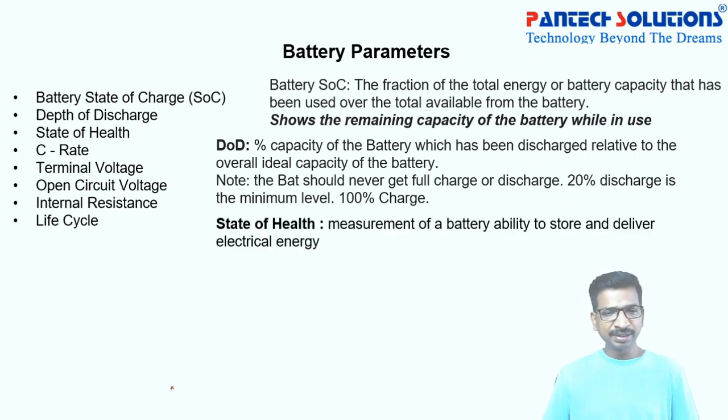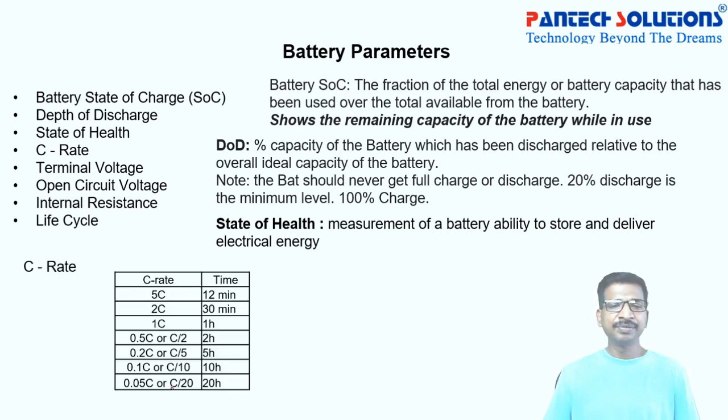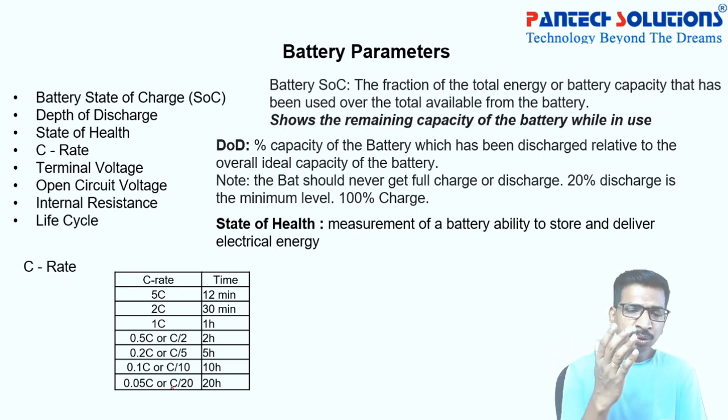And state of health. The state of health is nothing but a measurement of the battery's ability to store and deliver electrical energy. So this is the state of health. And similarly, the C rate is nothing but the value for storing the current as well as discharging the current.